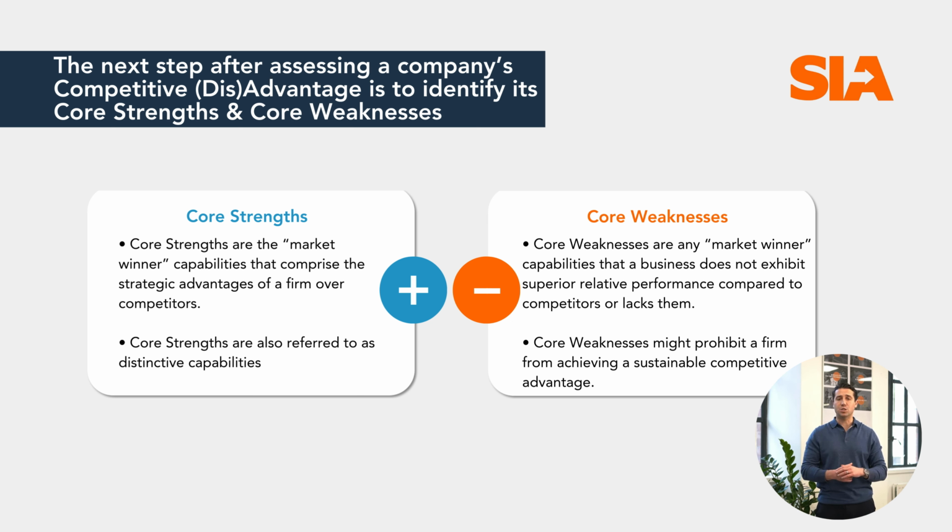Core strengths are generally referred to as your core market-winning capabilities. These are capabilities that give you as an organization a strategic advantage over your competitors. They're also often referred to as distinctive capabilities. Core weaknesses, on the other hand, are any market-winning capabilities that you don't possess, where you're falling behind competitors, where you have a relative lack of performance. These may prohibit you from achieving your competitive advantage and ultimately from achieving your goals.